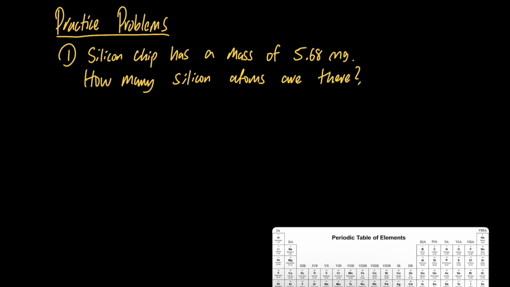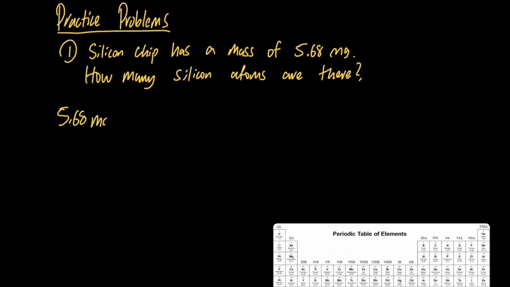So let's do a practice problem together. A silicon chip has a mass of 5.68 milligrams. How many silicon atoms are there? So the first thing we need to do is convert from milligrams to grams, and then from grams to moles, and then we can use Avogadro's number to find the number of atoms. So let's do that. 5.68 milligrams. And now we need to convert to grams, so we put milligrams on bottom and grams on top. And so 1 gram has 1,000 milligrams. And so now we have converted to grams.